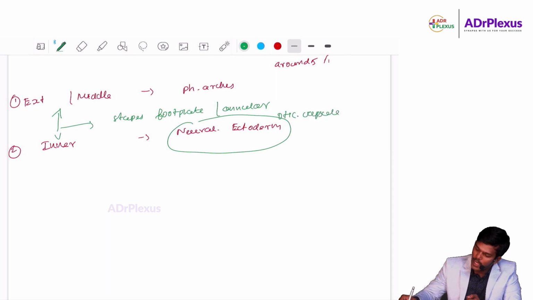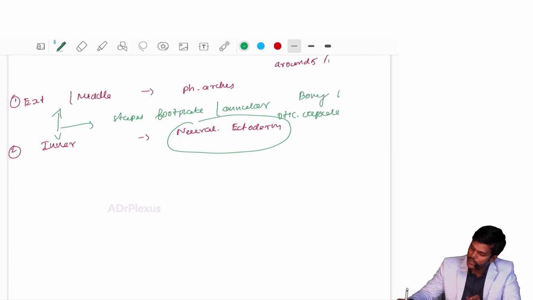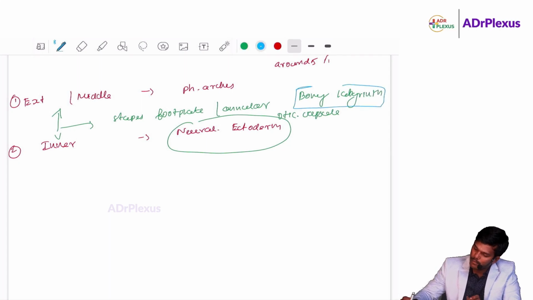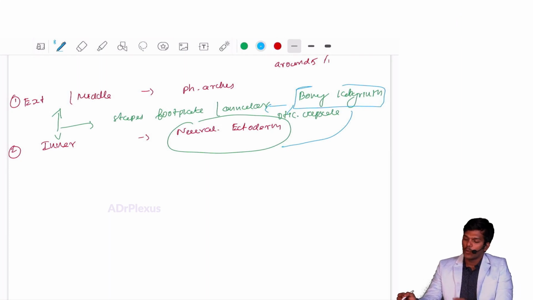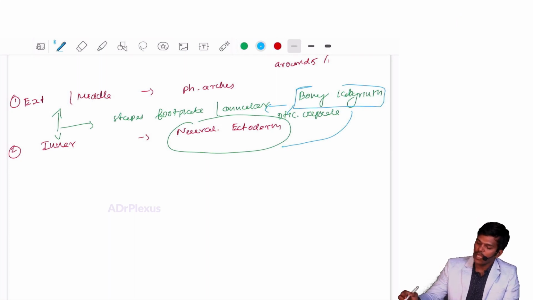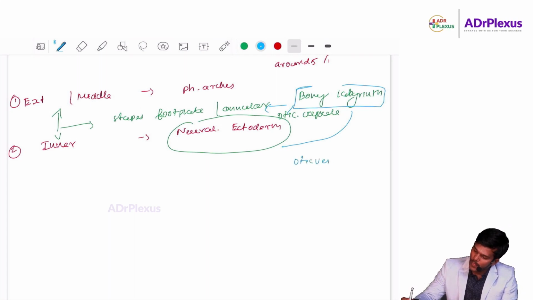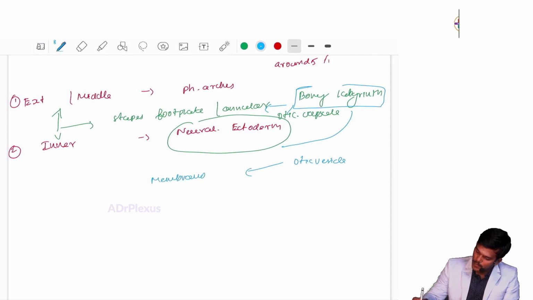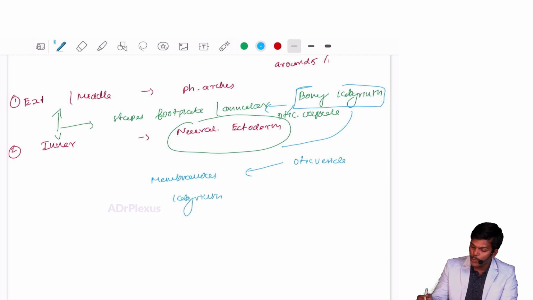So the otic capsule will form the bony labyrinth and the stapes footplate and annular ligament. So this bony labyrinth forms from the neural ectoderm, from the otic capsule. It gives rise to the bony labyrinth as well as the footplate of stapes and annular ligament. The otic vesicle will give rise to the membranous labyrinth. Okay, fine. That's all about embryology.